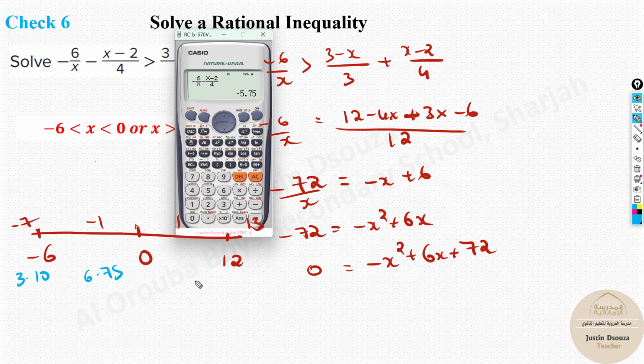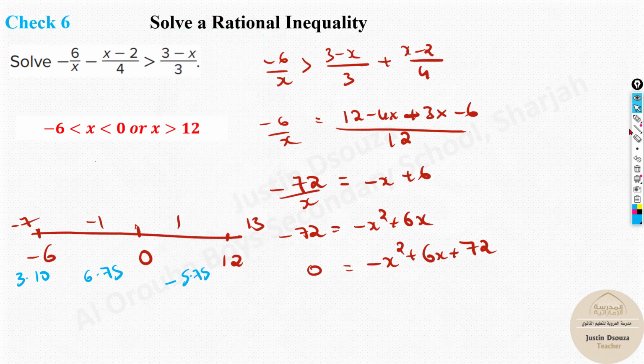So it is, sorry, negative 5.75. And then we have the last value of calc.